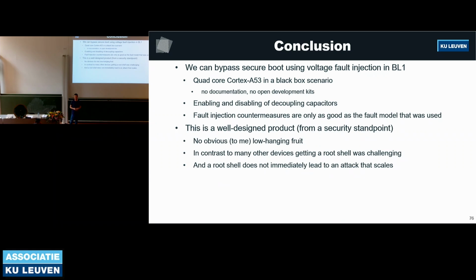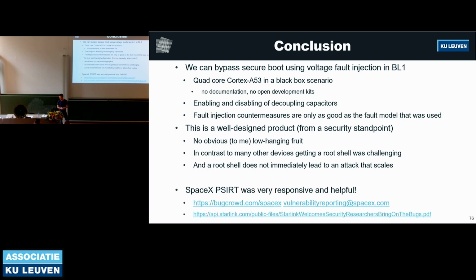I would say that all in all, this is a very well-designed product from a security standpoint. It didn't have any obvious, or at least not obvious to me, low-hanging security issues. And in contrast to many other devices where once you gain a root shell, it's sort of game over for the entire system, that wasn't the case here. As I said, I reported all of these vulnerabilities. The team at SpaceX was very responsive, and they even released a statement about this research and the threat model that they have in mind for this terminal.